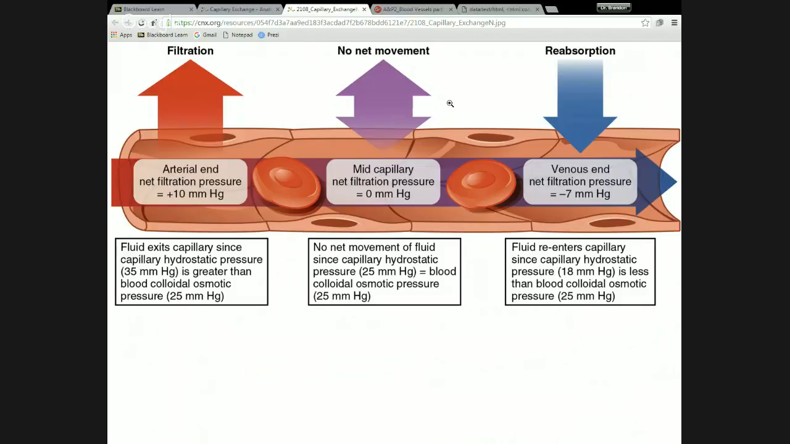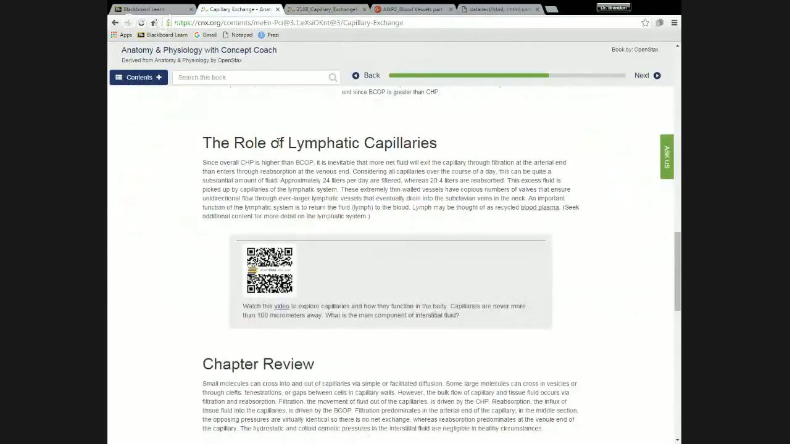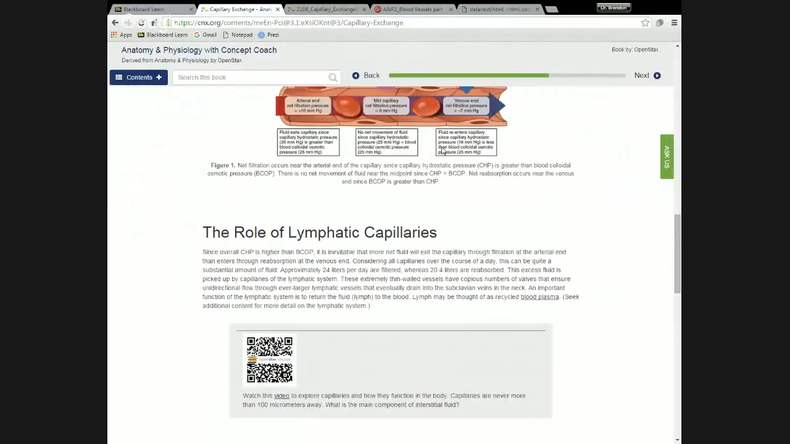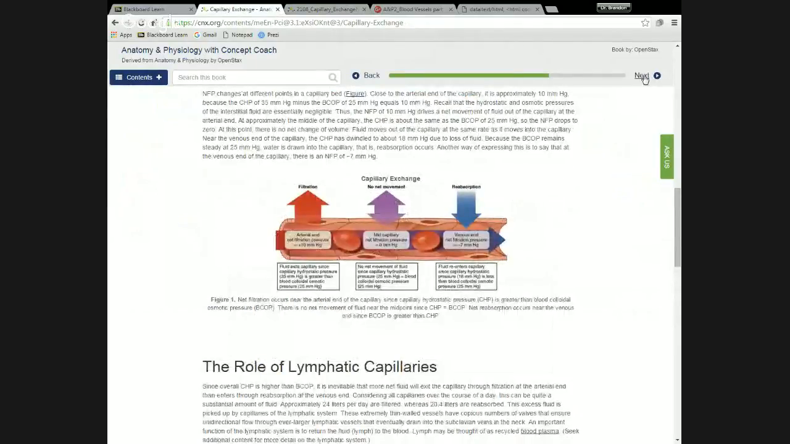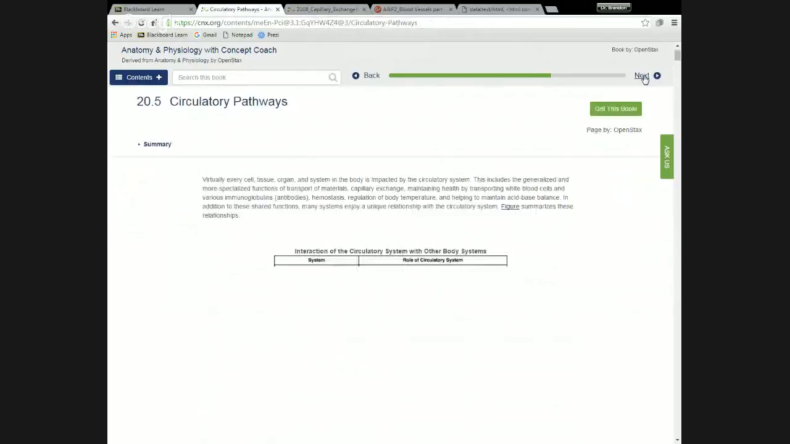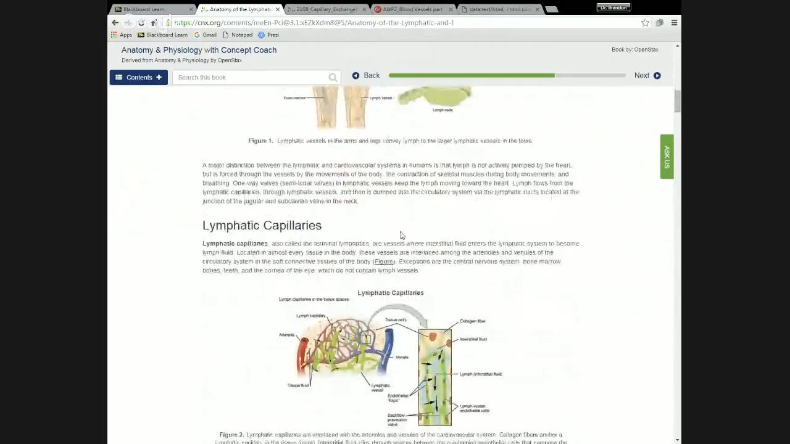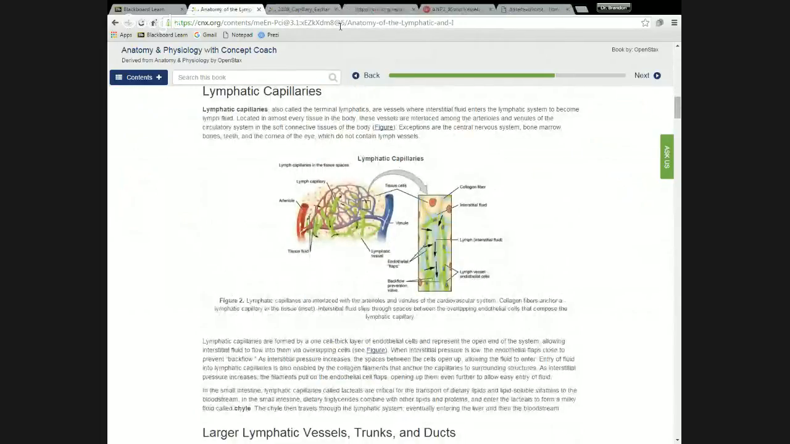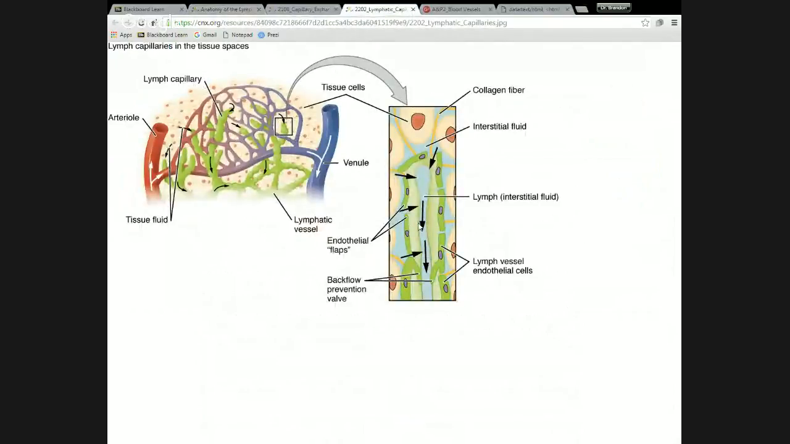That water accumulates in the tissues. And so there's a little bit more to the circulatory system than just the blood vessels we've been talking about here. There's also what are called lymphatic capillaries. I'm going to jump ahead to the lymphatic system where we can see what's going on here.